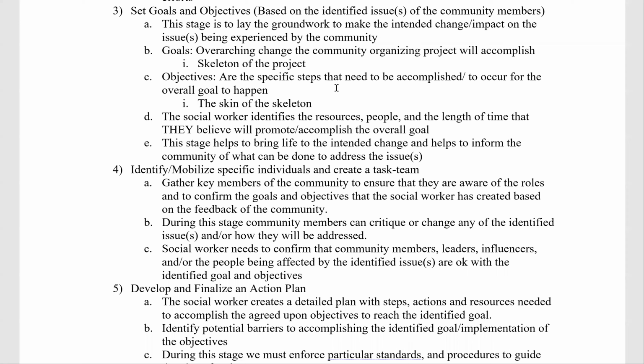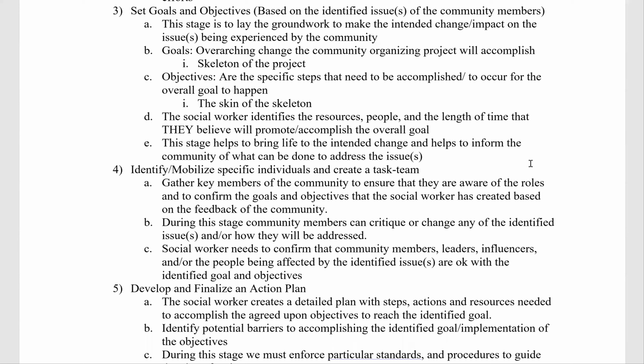Objectives are the specific steps that need to be accomplished in order for the overall goal to happen. So the objectives are the action steps of how we're going to get the job done. If you think back to that skeleton, the objectives are the skin of that skeleton, because the skeleton by itself is just a structure. But once we start putting on the objectives, aka the skin, we can make it look exactly how we want it to look, in order to get some flesh on the situation.